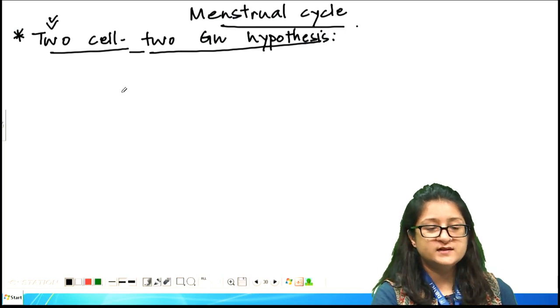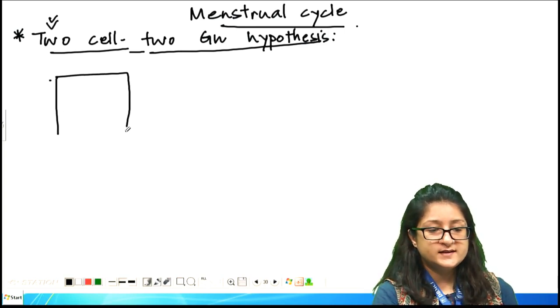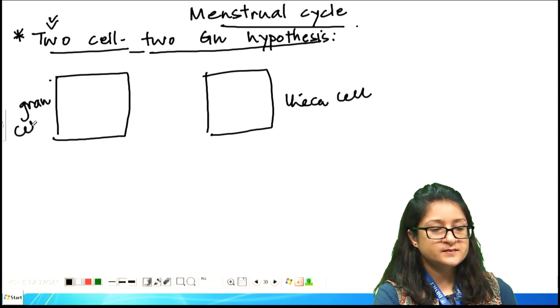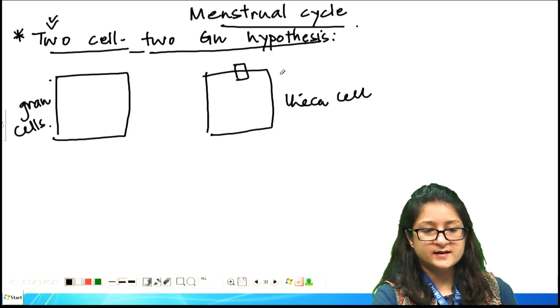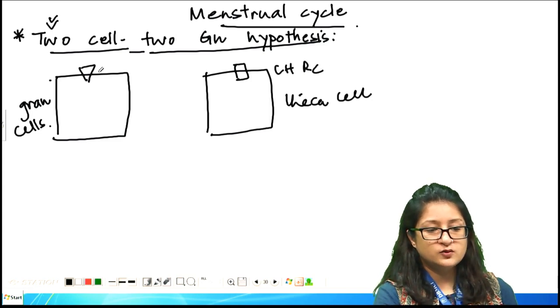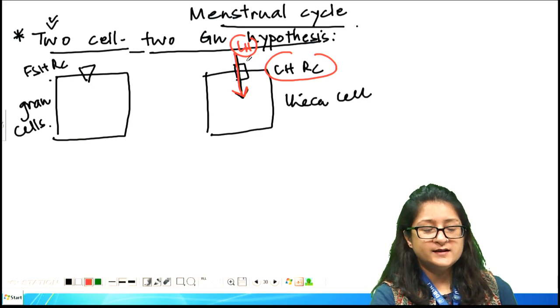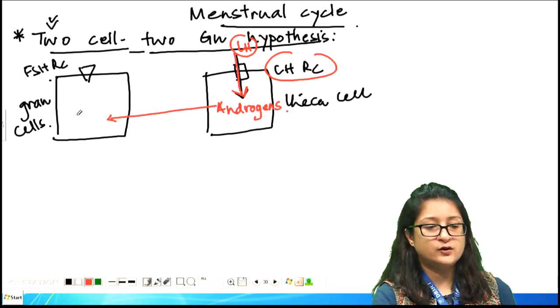We are talking about the two cell two gonadotropin hypothesis, which states that, for example, if this is the theca cell and if this is the granulosa cell. Now, the theca cell has LH receptor and the granulosa cell has FSH receptor, all right? Now, the theca cell, under the influence of LH, forms androgens, okay? Now, these androgens then move to the granulosa cell, diffusing into the granulosa cells.